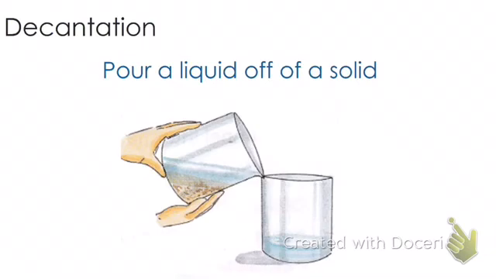So, decantation. You're pouring the liquid off a solid. You might have done this at the beach if you had muddy water or sandy water at the beach, or if you had a can of beans or tomatoes and you had to drain it for your recipe, you probably just poured the liquid off the top and the solid just kind of stayed at the bottom.